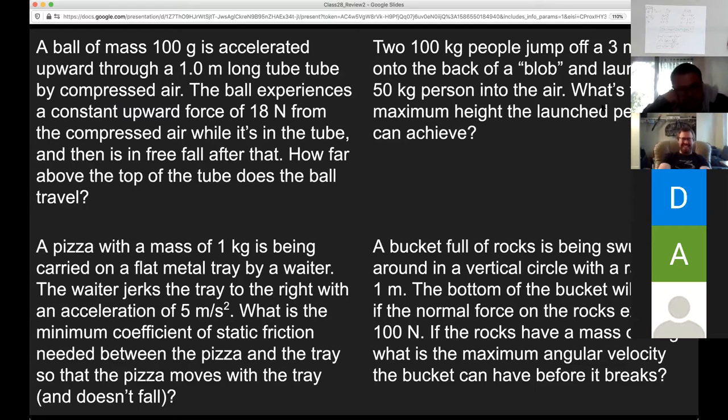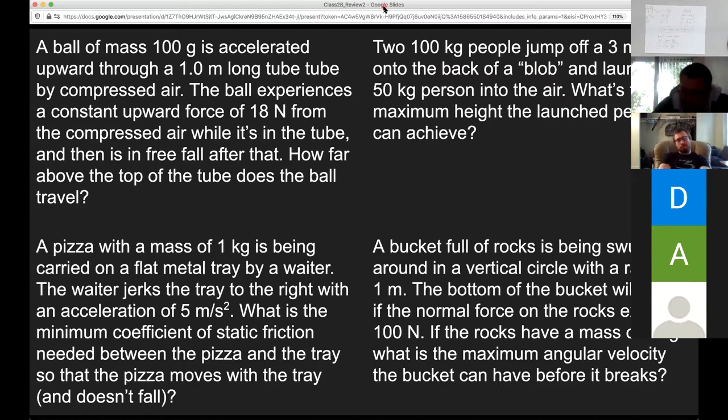Let's talk about the actual problem. We've got 200-kilogram people who jump off of a 3-meter tower onto the back of a blob and launch a 50-kilogram person into the air. What's the maximum height the launched person can achieve?